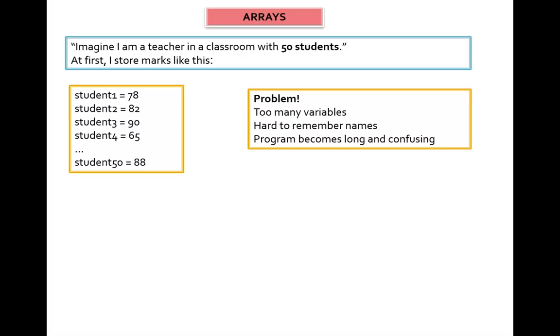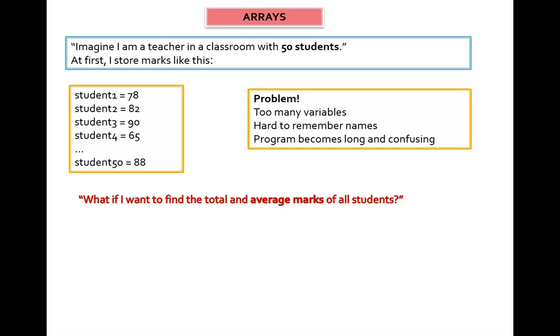I need to have many variables for storing marks. Say for example 50 students, I need 50 variables. 75 students, I need 75 variables. 100 students, I might require 100 variables. It is hard to remember names and a program becomes long, confusing and clumsy.